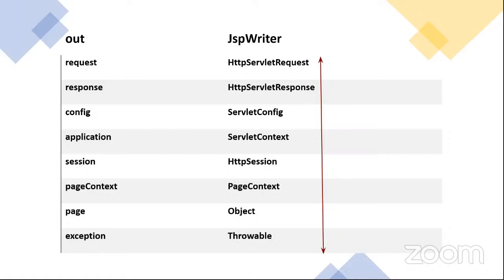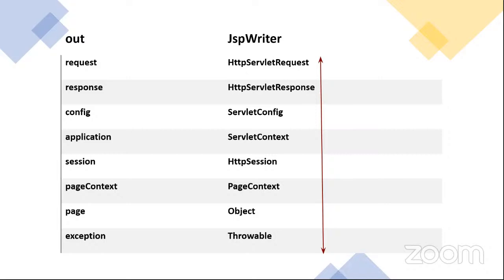Then we have the exception object. This exception object is from the Throwable class. I hope you are aware of the Throwable class, which is related to exceptions, and we can say it is the supermost class for exception classes, right?